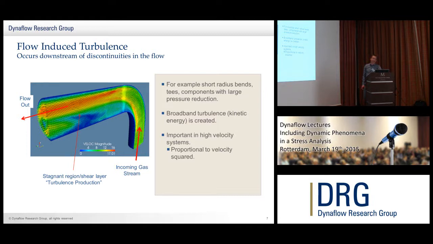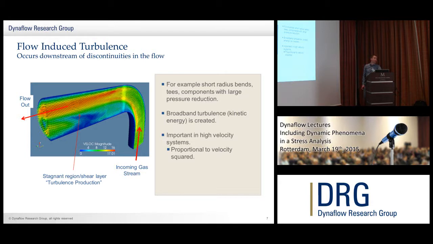What we see in the CFD image on the left is an incoming gas stream, which is uniform, denoted by a uniform velocity of about 8 meters a second. As it passes through the bend, you'll see a separation, a low velocity region, on the inside of the bend. Because of the shear layer between the stagnant region and the high velocity flow, you end up with the generation of a large amount of turbulence.